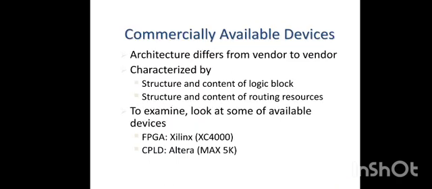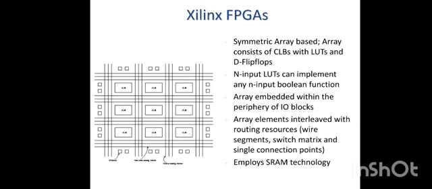There are commercially available devices whose architectures differ from vendor to vendor, characterized by the structure and content of the logic block, and the structure and content of routing resources. To examine, let us look at some of the available devices, that is FPGA, Xilinx, that is XC4000, then CPLD Ultra Max 5K.